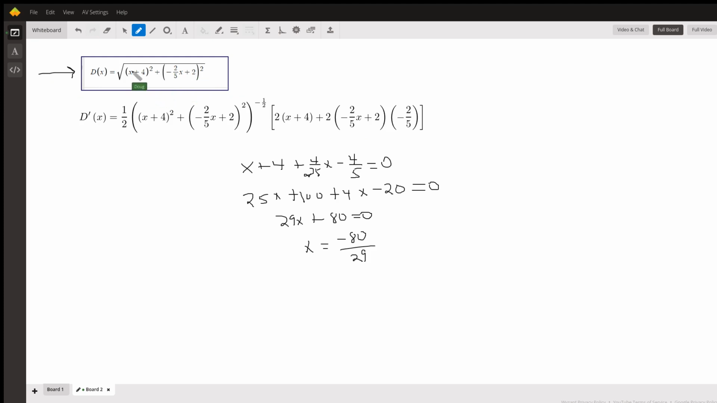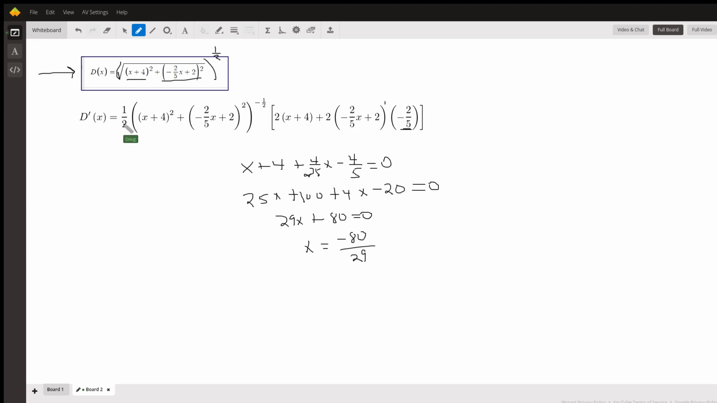And if you take the derivative, you could think of this square root as being written to the 1/2 power. Apply the power rule, 1/2 of whatever's under the radical, reduce the exponent by 1, and then here's the key, multiply by the derivative of the inside. So the derivative of this term, power rule again, 2 times the quantity x plus 4. For the second term, power rule again, reducing the exponent by 1, but now you have to multiply by the derivative of the inside, which is -2/5.